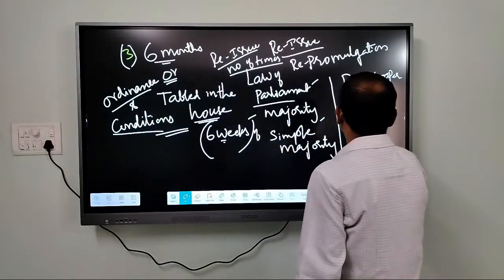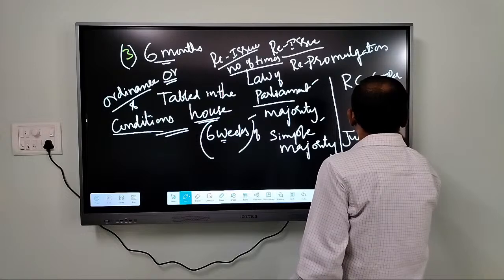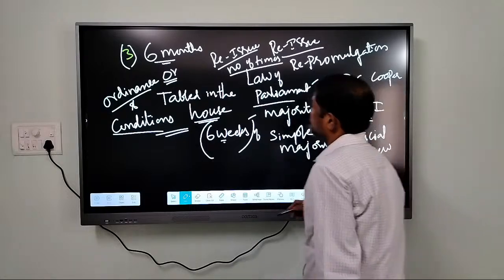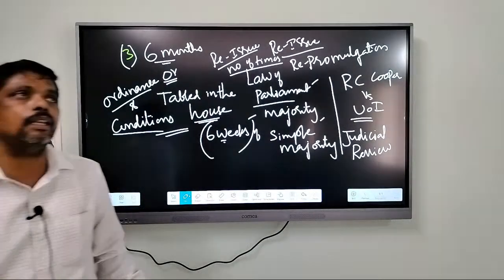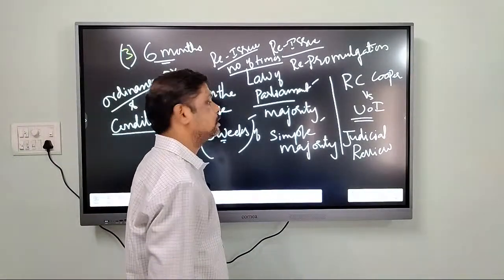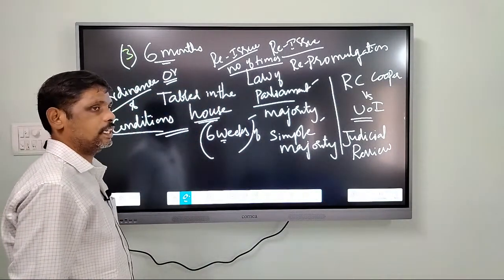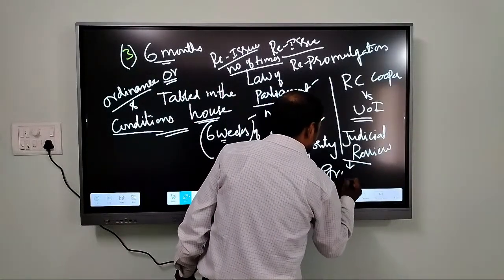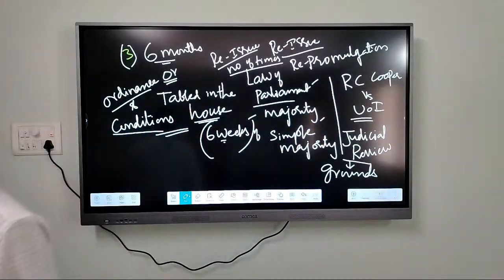The Supreme Court in R.C. Cooper case has upheld judicial review of the ordinances issued by the President of India. So here the judicial review will be on the grounds that are used for issuing the ordinance.